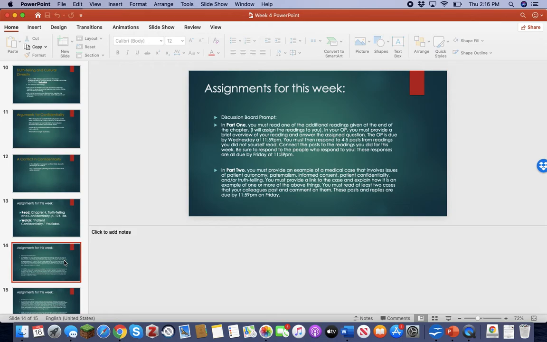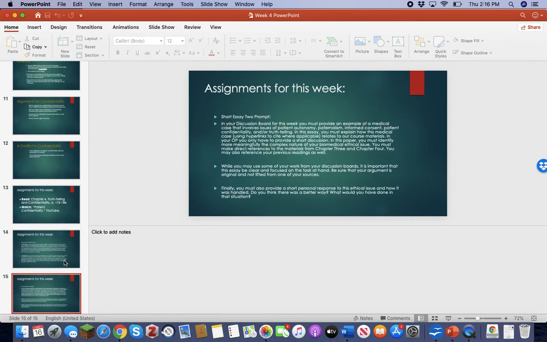In Part 2, you must provide an example of a medical case that involves issues of patient autonomy, paternalism, informed consent, patient confidentiality, and truth-telling. You must provide a link to the case and explain how it is an example of one or more of the above things. You must read at least 2 cases that your colleagues post and comment upon them. These posts and replies are due by 11:59 p.m. on Friday, so you can just add them to your main Part 1 if you wish.